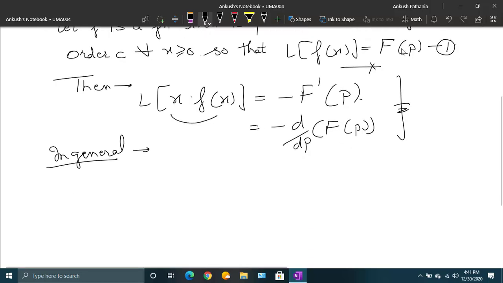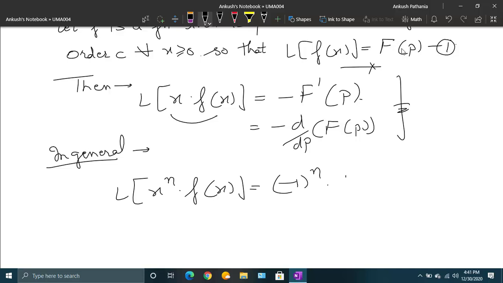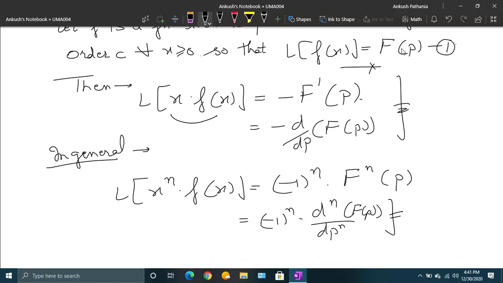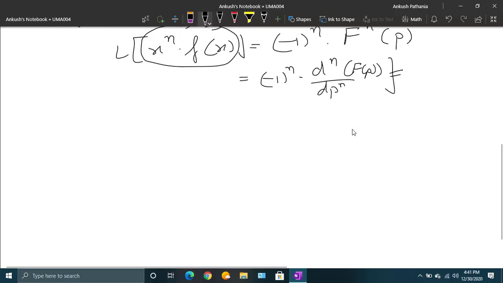However, in general, this formula is the Laplace of x^n f(x) equals (-1)^n times the nth derivative of F(p). So here is the formula for property 2 that we are going to use whenever we get questions of this form whose Laplace we have to find. So let us start with the examples and see how property number 2 works.